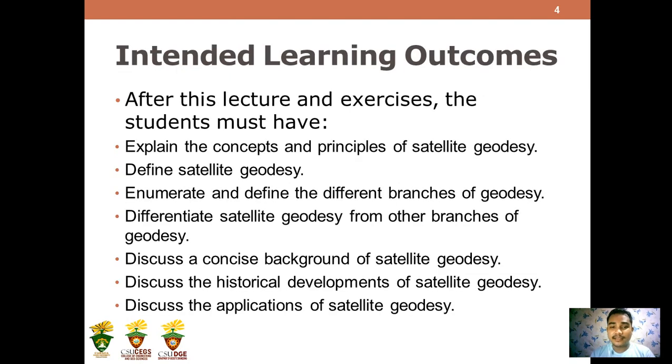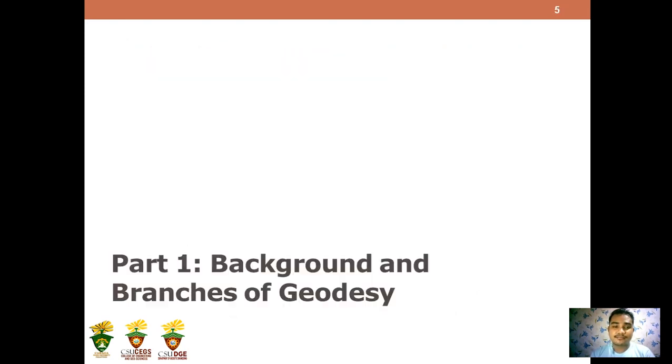These will be the intended learning outcomes. After these lectures and exercises, you, the student, must be able to explain the concepts and principles of satellite geodesy, define satellite geodesy, enumerate and define the different branches of geodesy, differentiate satellite geodesy from the other branches of geodesy, discuss a concise background of satellite geodesy, discuss the historical developments of satellite geodesy, and lastly, discuss the applications of satellite geodesy.